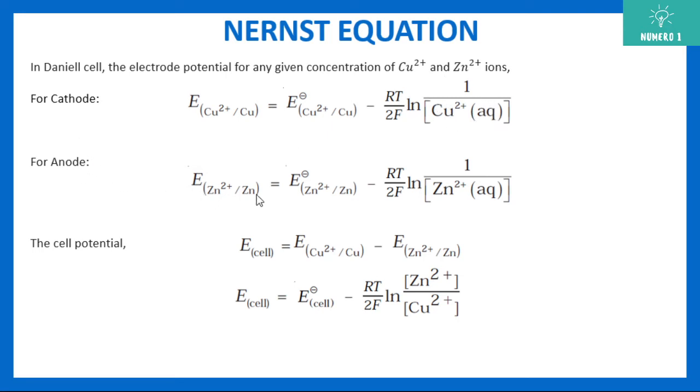Same way for the anode, you can write the same equation. And what is the cell potential? Cell potential is simply E right minus E left, since the cathode is on the right hand side and the anode is on the left hand side. When you subtract one from the other, you get this equation: E cell is equal to E naught of cell minus RT upon 2F ln Zn2 plus upon Cu2 plus. Very easy reaction, easy to remember.